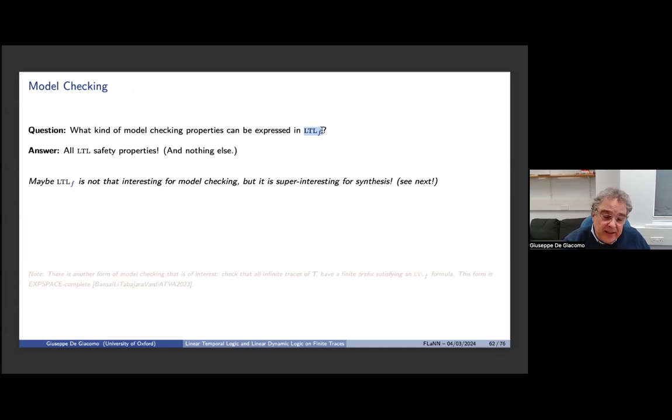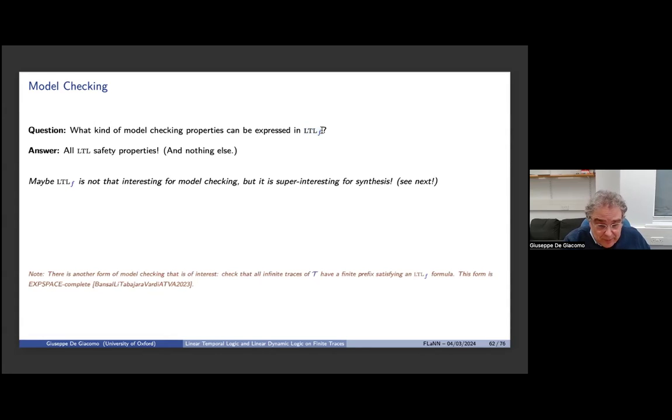It's interesting, however, to understand what LTLf can say from the point of view of model checking. Essentially, LTLf can only talk about safety properties because they are properties that need to hold for all finite traces over the transition system. And things that hold on all the finite traces mean that they hold for all the prefixes of all the traces, and this means that it's a safety property.